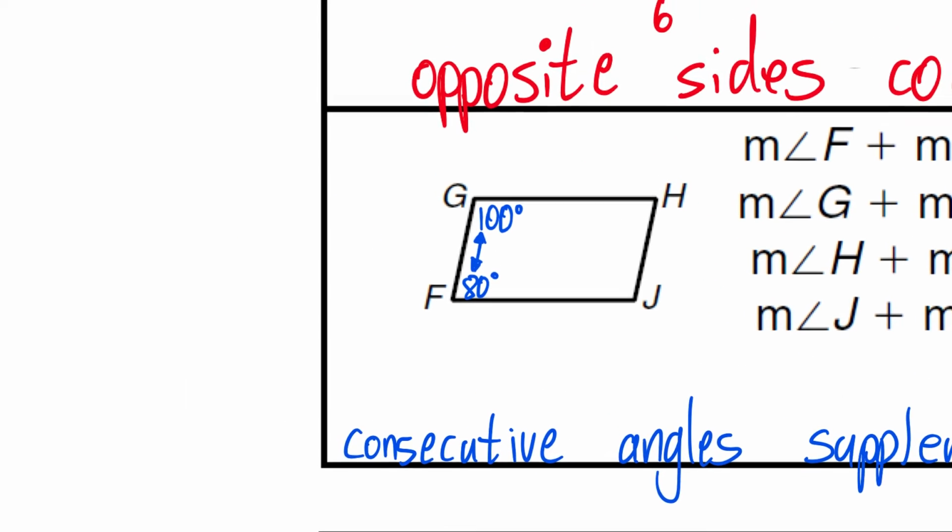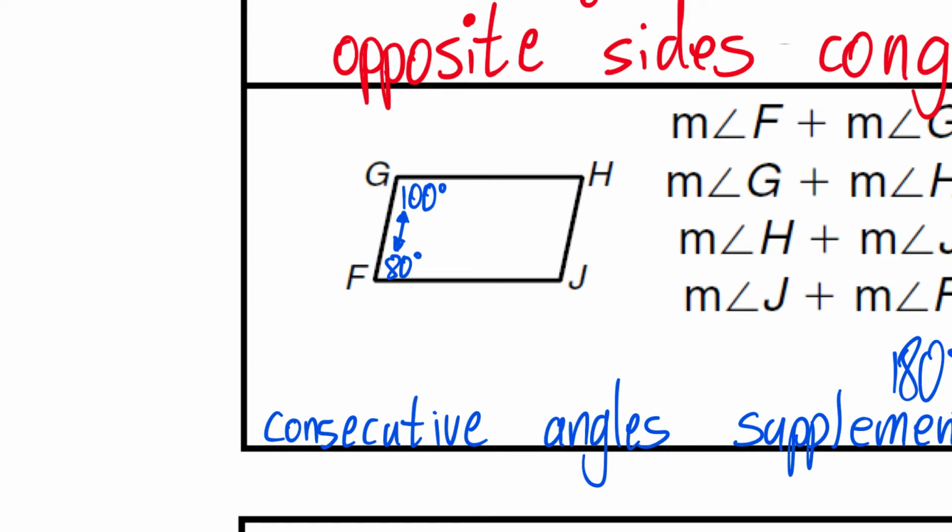Any parallelogram, because that's an example of same side interior angles of parallel lines. So these two are always going to add up to 180. These two would add up to 180. These two would add up to 180. These two would add up to 180.